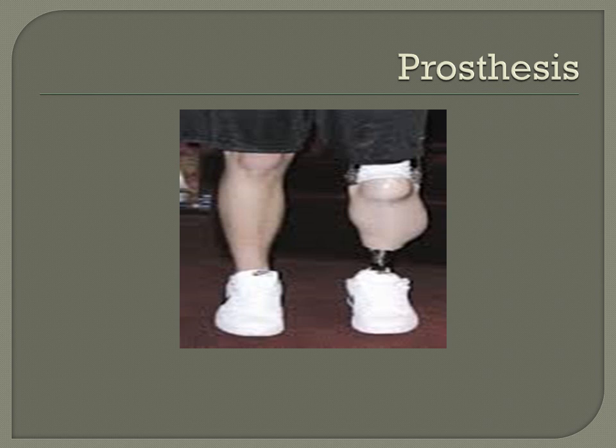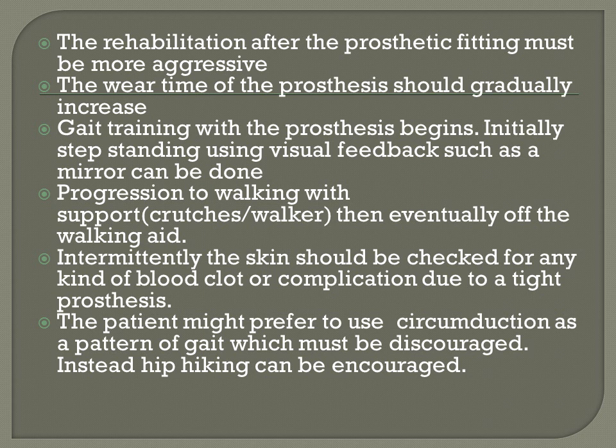As you can see now in this diagram, the prosthesis, the one on the left of the patient and the right of us, that is what the prosthesis would look like once fitted to the patient. The rehabilitation after the prosthetic fitting, as I said, must be very aggressive. The wear time of the prosthesis should gradually increase. Gait training with the prosthesis begins.